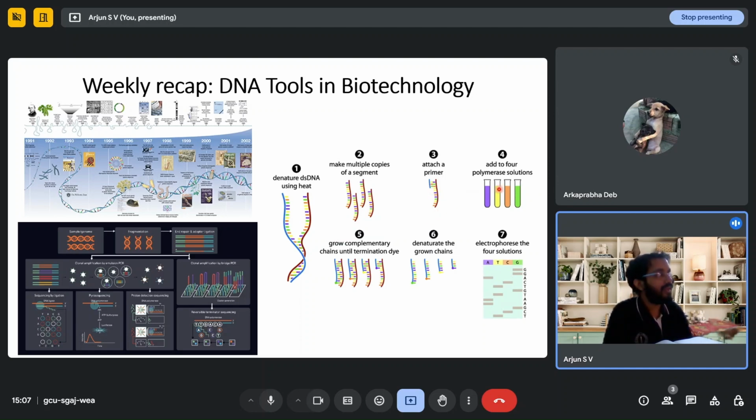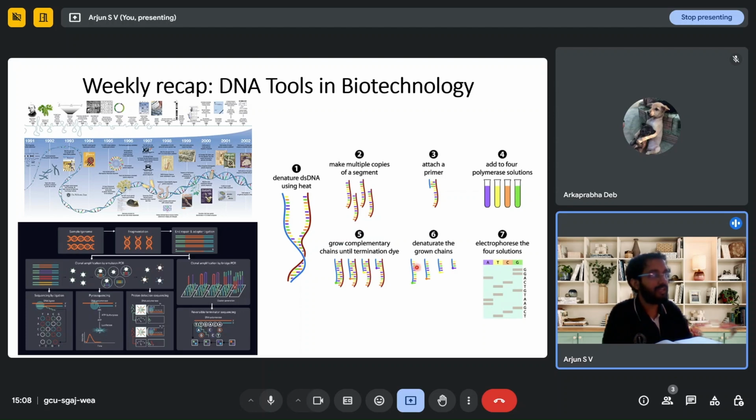So as we add the polymerase solutions, and as we add the different ddNTPs, what happens is after each step, multiple copies of DNA are generated in which different stages of the chain termination are achieved.